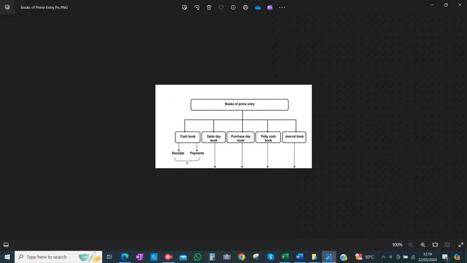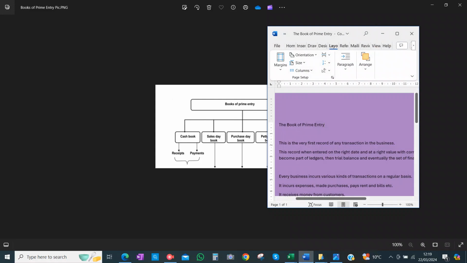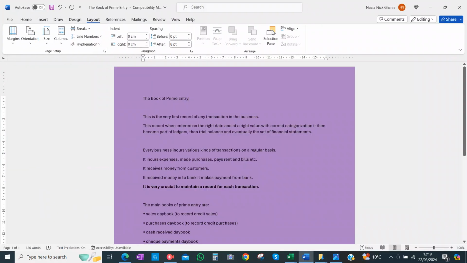So today's topic is books of prime entry. Books of prime entry is the prime or the basic record for any accountant or bookkeeper to produce information for the accounts of any business. So why do we call them books of prime entry? Every business incurs transactions on a daily basis.